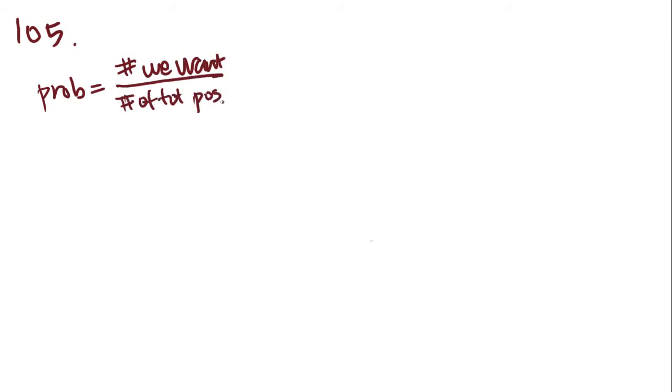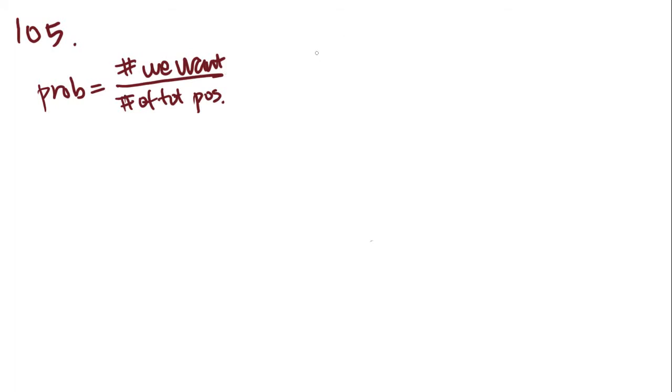And we're back. Problem 105 states that 60% of the members of a study group are women, and 45% of those women are lawyers. If one member of the study group is to be selected at random, what is the probability that a member selected is a woman lawyer? So probability, as you'll recall, is the number that we want over the number of total possibilities.